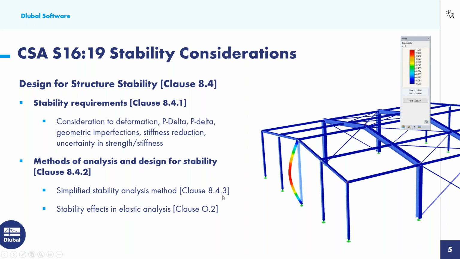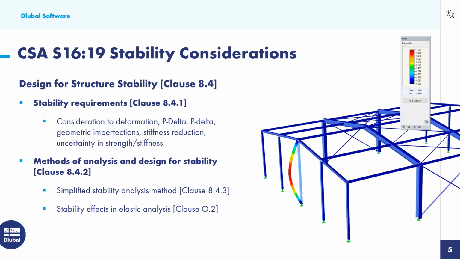So most of us today that have done design according to the CSA standard should probably be quite familiar with this section. But what has recently been added within the 2019 standard is Annex O, and in particular, Clause O.2, which now defines an alternative method for stability consideration effects for an elastic analysis. We're going to be getting into this quite a bit more today and applying this to our example.